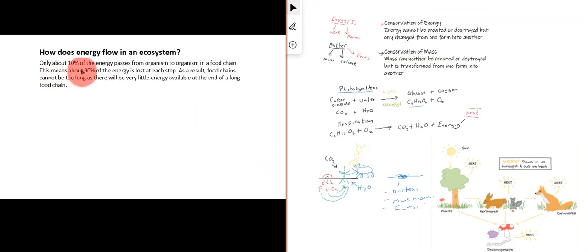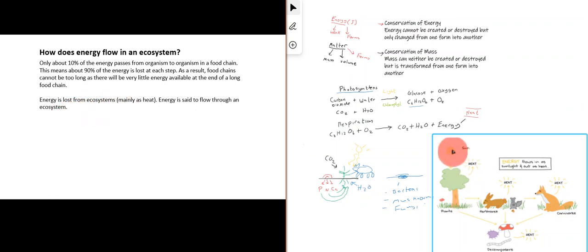Only about 10% of the energy is passed from organism to organism in a food chain. If you think about that, it's a very small percentage. 90% of the energy is lost, and only about 10% is passed from one organism to the next. This means about 90% of the energy is lost at each step. As a result, food chains cannot be too long, as there will be very little energy at the end of a long food chain. Energy is lost from ecosystems mainly as heat.